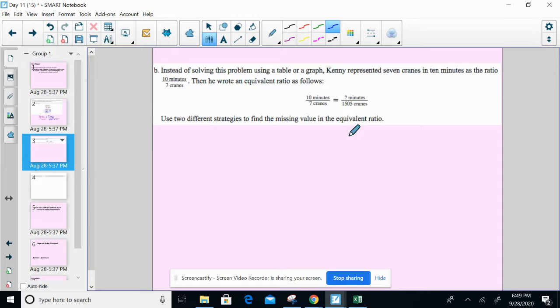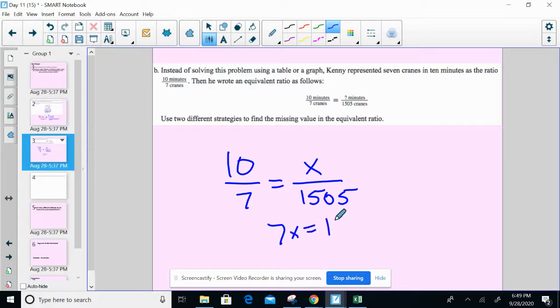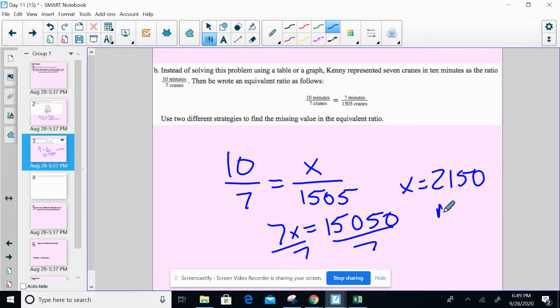Now, we've dealt with this before. One way you could do it is cross multiplication. I'm going to show you another way to do it. But yeah, you would just take 7 times x, 10 times 1,505, so 7x equals 15,050, divided by 7, and I believe you get 2,150 minutes.